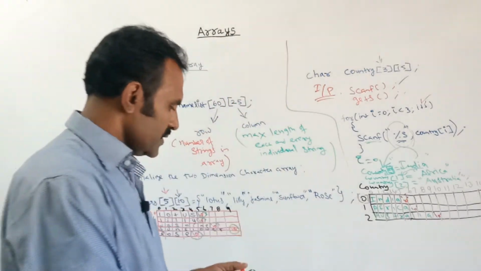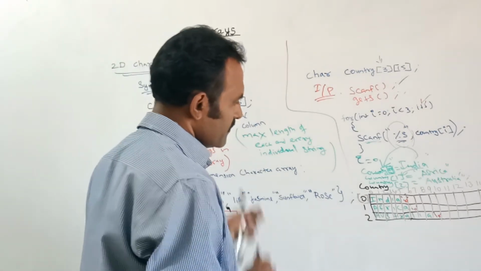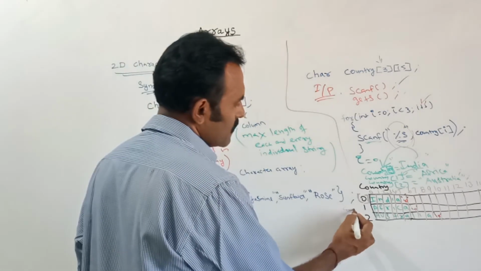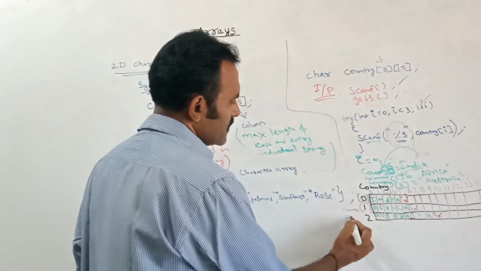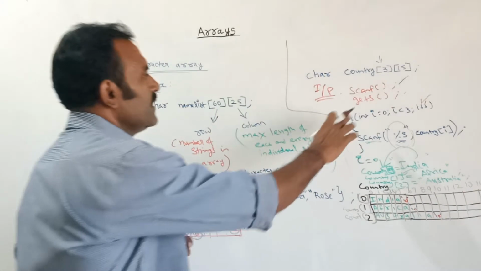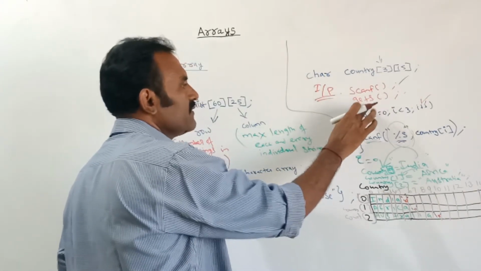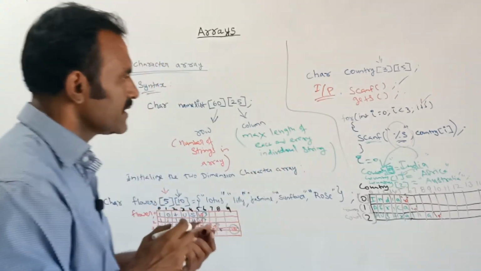So this one is 0th location, country of 0th location. This one is country of first location, country of here second location. See, in this way we can store. See, here by help of the scanf function we can give input. Suppose if you want to give the gets function, we can give gets function also.